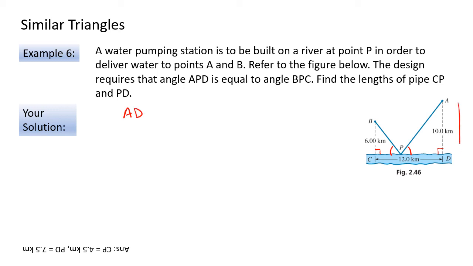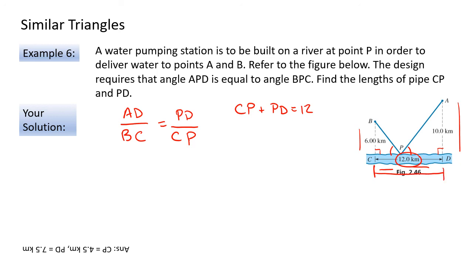So what we know is that from similar triangles, this length AD divided by this length BC has to be equal to this line PD divided by this line, we'll call it CP, because they're similar triangles, all right? The other item that we know is the total distance. So we know this total distance is 12 kilometers, and there are two triangles as part of that. So it means the length CP plus the length PD has to be equal to 12 kilometers, right? Because that's the total distance from point C to point D. P is just an intermediate point in the middle.